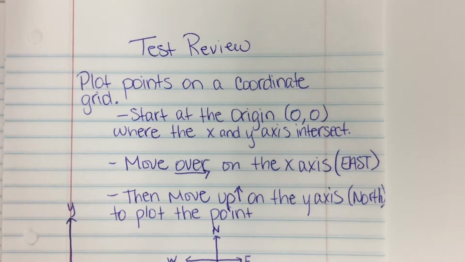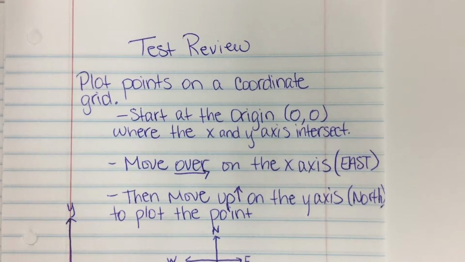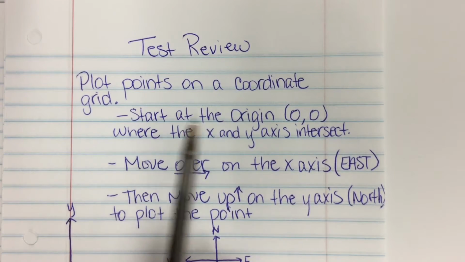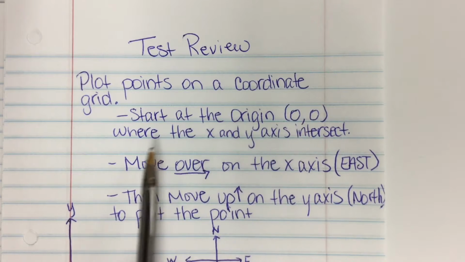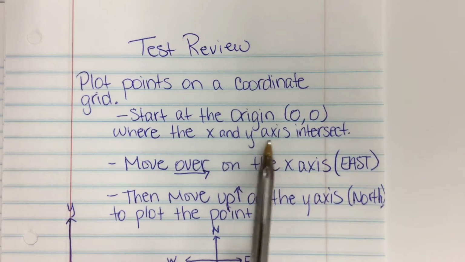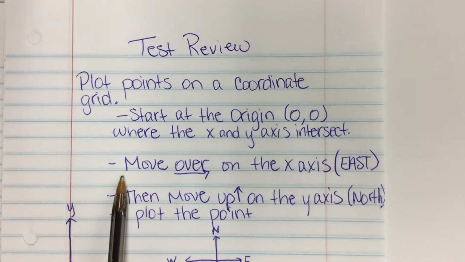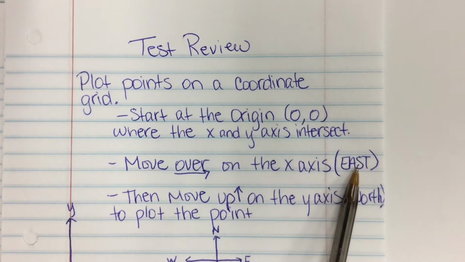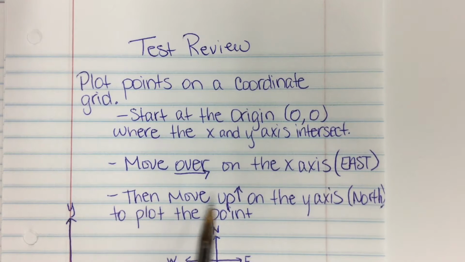Okay, so this is a little quick test review. Your test will be tomorrow. So just a review, you plot points on a coordinate grid. You start at the origin, which is 0, 0, where the x and the y-axis intersect. Then you're going to move over on the x-axis, which is to the right, east. Then you're going to move up on the y-axis, north, to plot the point.